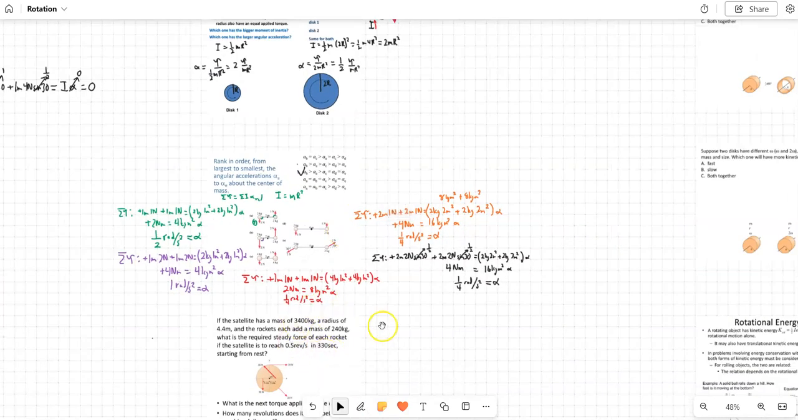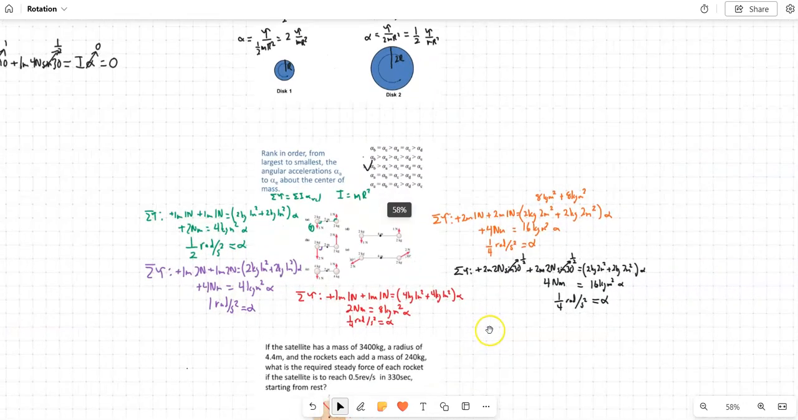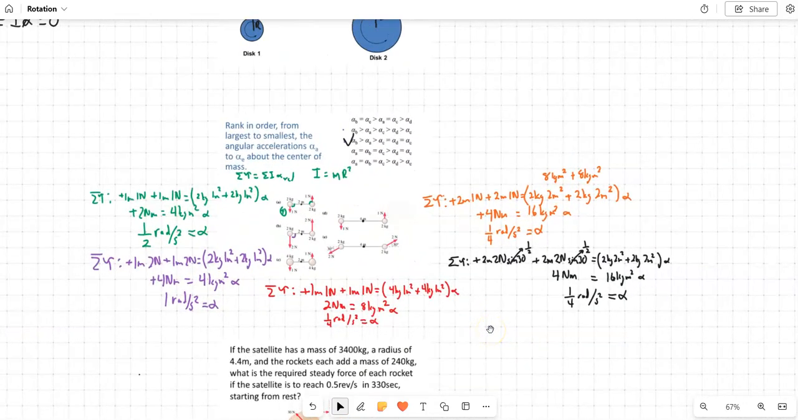What I like about this problem is it makes you have to do all the procedural steps, summing the torques, summing the moments of inertia, and then multiplying that by alpha and solving for alpha. Okay? So this is a really great problem.